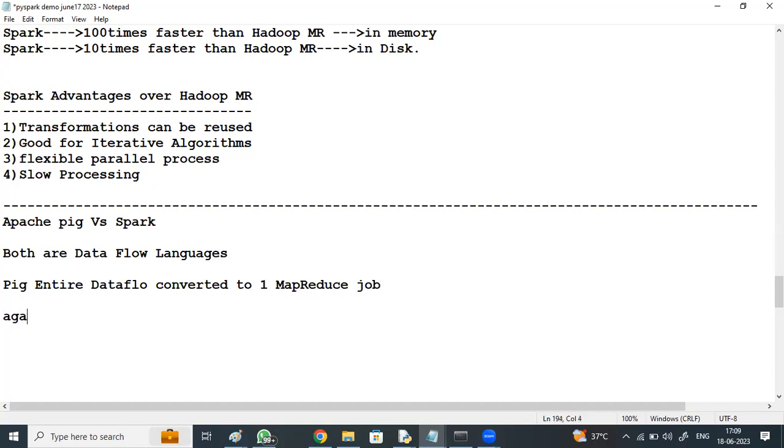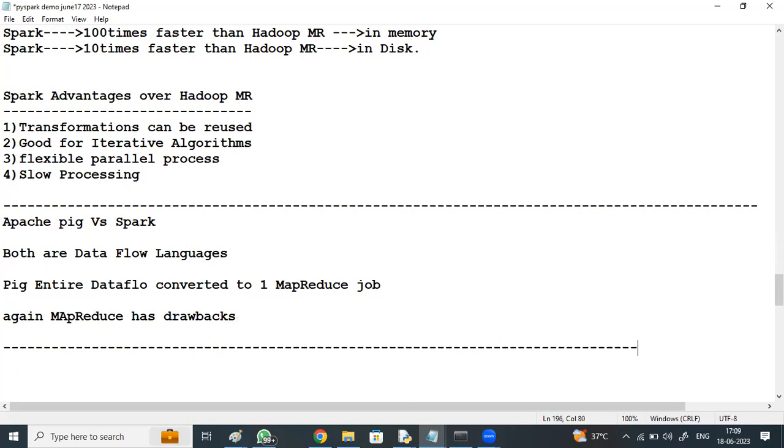Again, map reduce has drawbacks. As the backend is map reduce execution, again map reduce has drawbacks, right? Yes, both are data flow languages only, but Spark is in-memory, Pig is not in-memory computing.